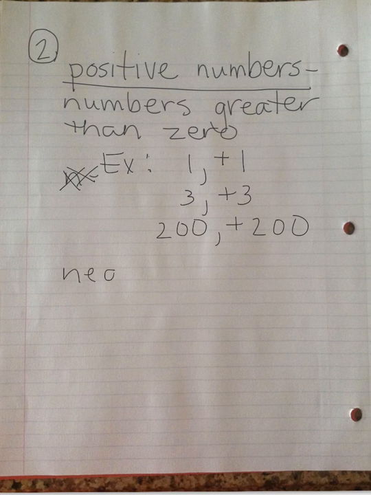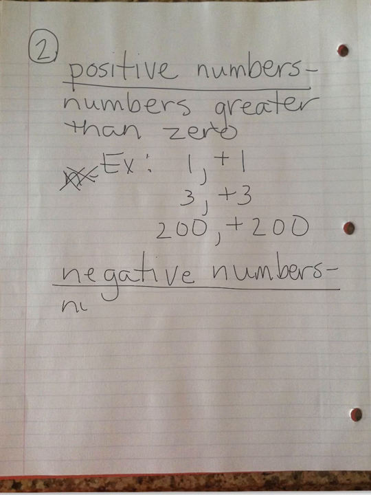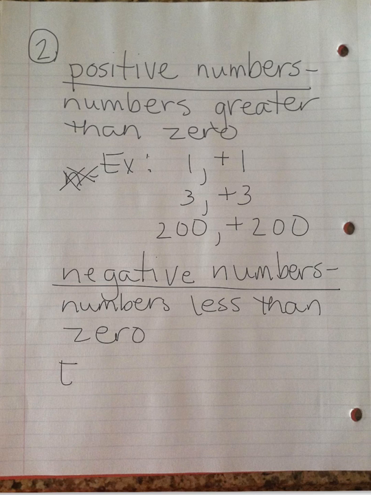Negative numbers, again, like I said, are numbers less than 0. So let's write that definition. And again, hopefully you are much neater than I am. And examples of negative numbers would be -1, -3, and -200. And we always show negative numbers with a minus sign in front of them. That indicates that they are negative.